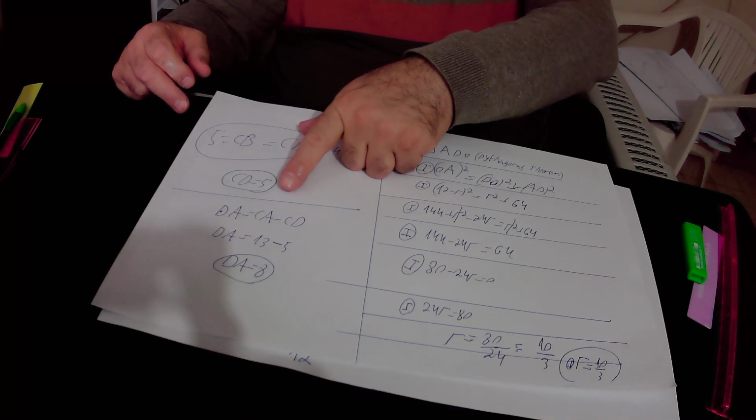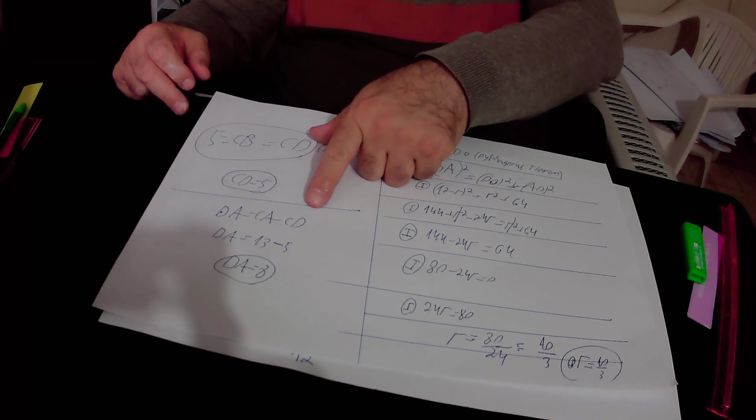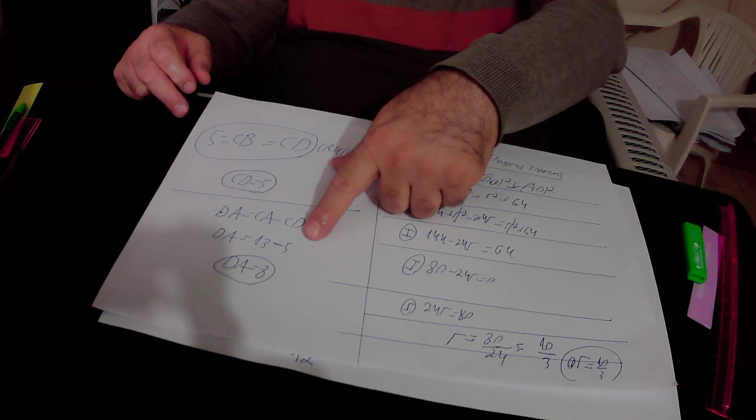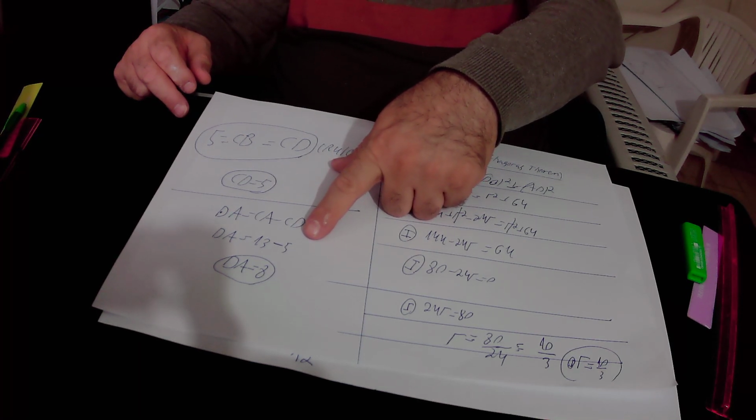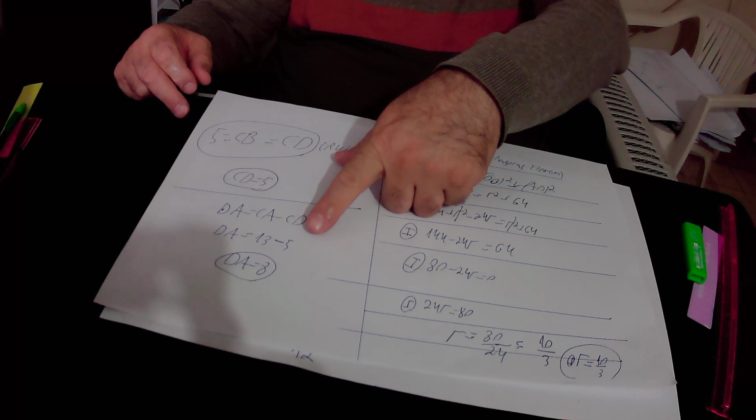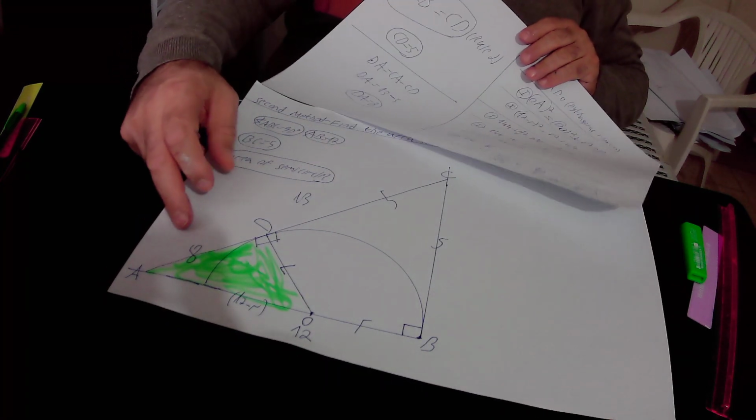DA or AD equals AC minus CD. AC is 13, CD is 5. So DA equals 13 minus 5. 13 minus 5 is 8. So we found out that DA equals 8 units.